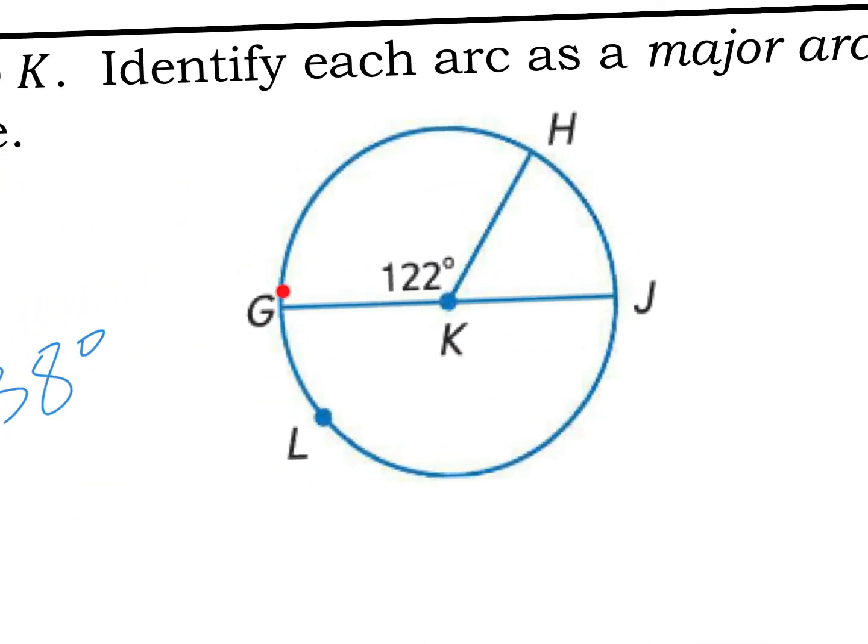So let's look at GLH. GL, and then it's going to skip over J, so technically that means it's including it. So it's going to go GL all the way to H.